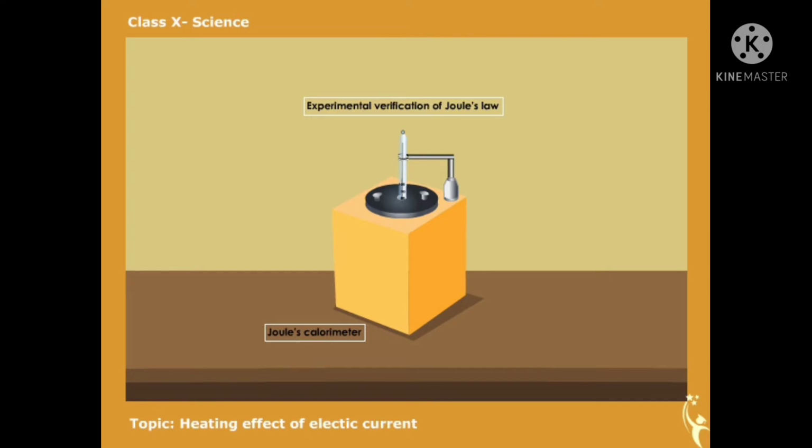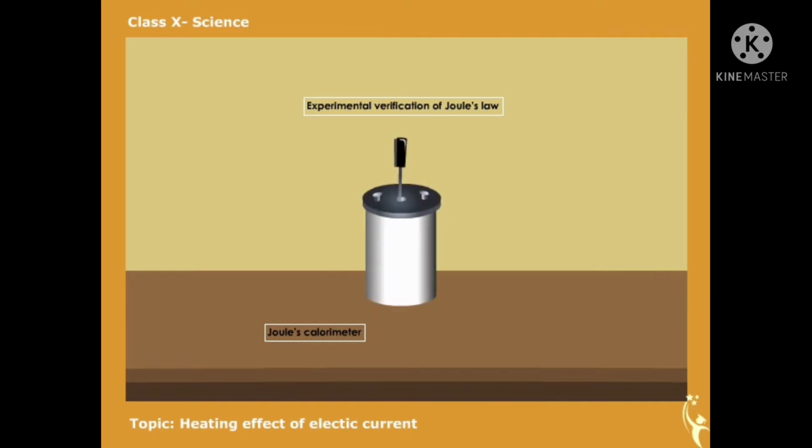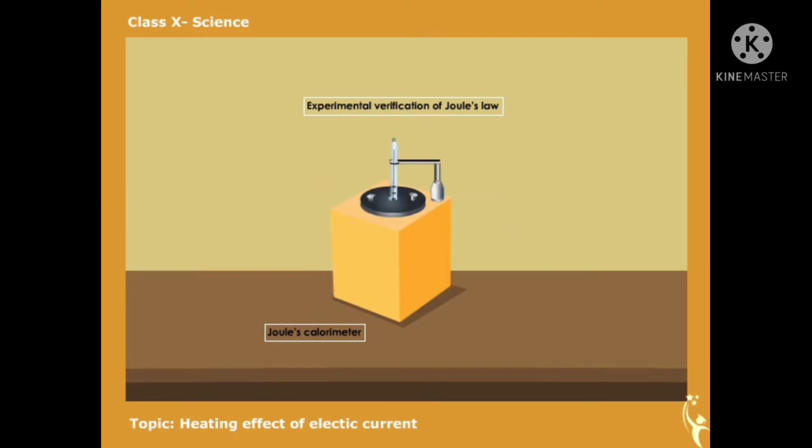The Joule's calorimeter consists of a nickel-plated copper vessel with a stirrer. The nickel-plated copper vessel is in a teakwood vessel. The outer vessel has a bakelite top with a provision for the thermometer. There are terminals present on the bakelite top to which a resistor is fixed.